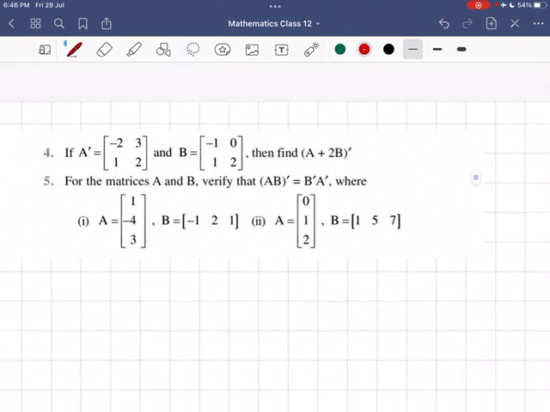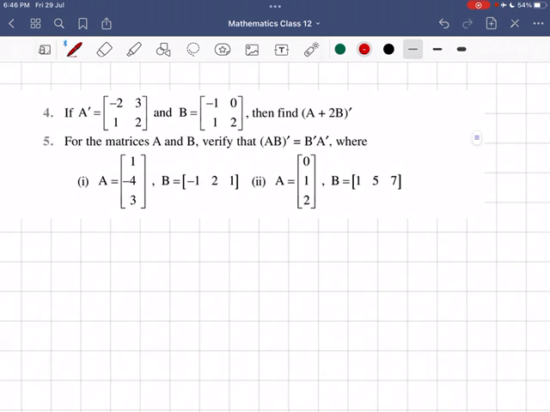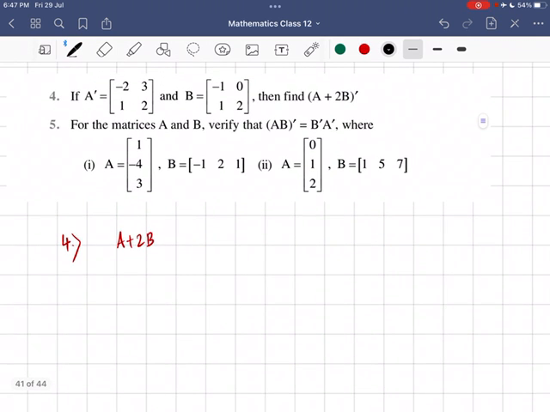So in here we have A complement is -2 3 1 1 2, and B is -1 0 1 2, and we have to find the value of A plus 2B. So let's try to do this one. The first thing in question number 4, we have to do A plus 2B. So what is A plus 2B? I don't have A in here. So since I don't have A, I need to find A. So A will be equal to what?